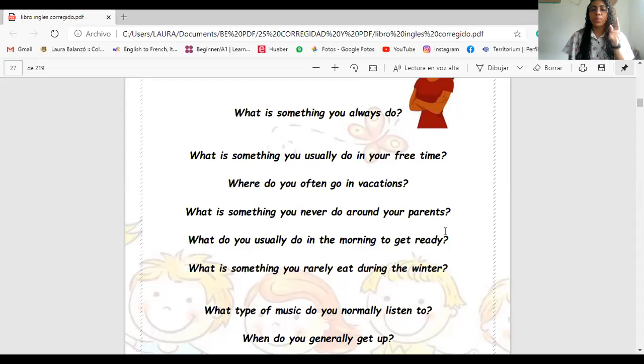What is something that you rarely eat during winter? Es algo que usted raramente come en invierno. An ice cream, un helado, sería raro, right?